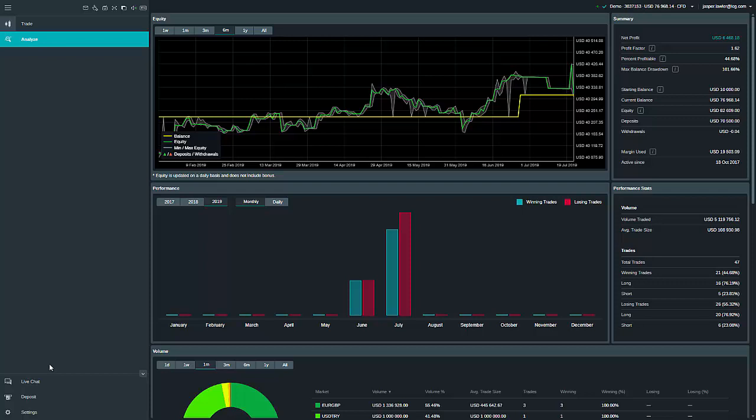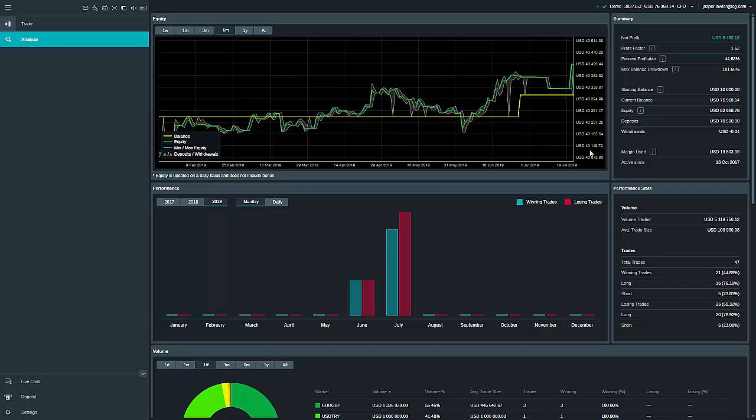So this analyze section is divided into various subsections. At the top here, we have equity. Equity is basically the amount of money you have in your account and how it changes, and that's what this graph is showing. This is typically what it will look like, ups and downs. As you make winners, the equity in your account goes up. As you make losers, the equity goes down, etc. Obviously, the ideal is to see an upward sloping equity curve. That's what everyone wants to see.